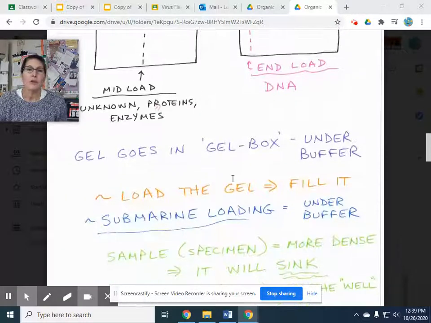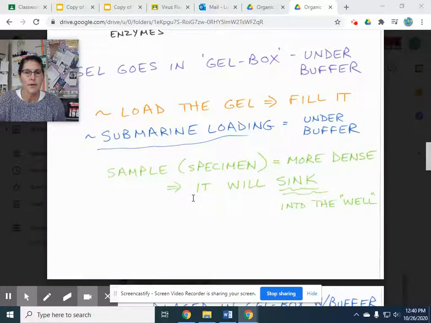So this gel is in the gel box. It's under the buffer. It's called submarine loading, the way that you guys are loading, the way that you guys practiced before. Remember that the sample or the specimen that you're using, the liquid that you're using, proteins, unknown substance, enzymes, DNA, whatever sample you guys are loading into the well is more dense, it is heavier than the buffer that we're going in. So as soon as you start releasing that liquid from your pipette, it's going to sink wherever you are. So you want to make sure that that tip is slightly into the well of the gel. You don't want to go straight down into it, because what happens there is that pointed tip of your pipette will actually puncture. It's really soft.